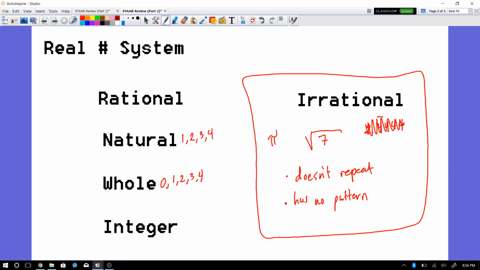Not a big difference. Integer is natural and whole, except it also includes negatives. So negative 4, negative 3, negative 2, negative 1, separated by 0, to actually show you positive and negative. 0 is the neutral number.